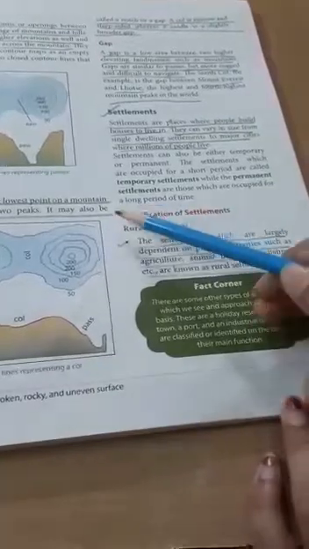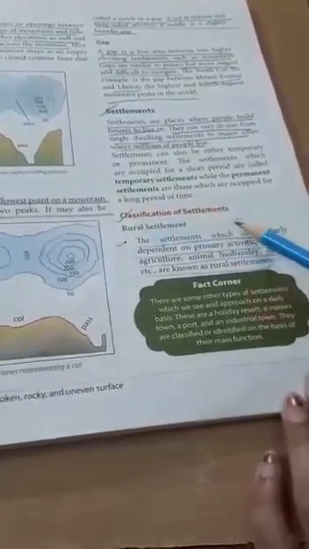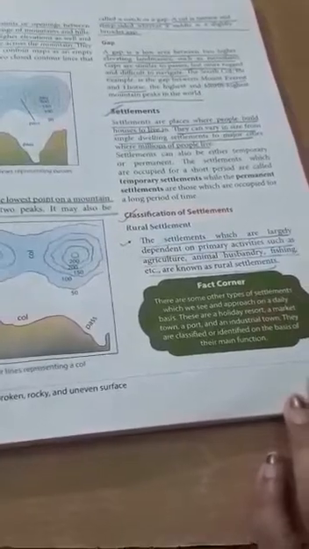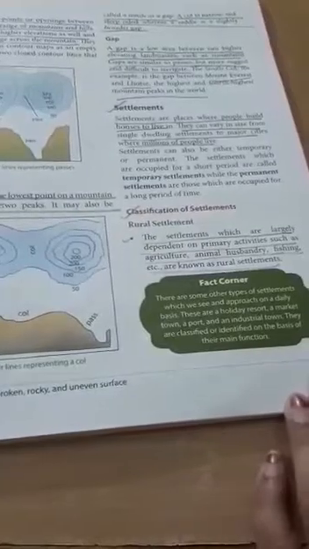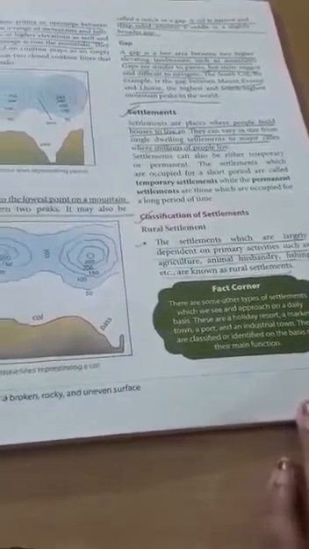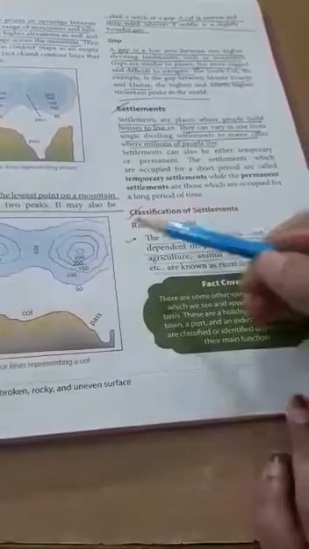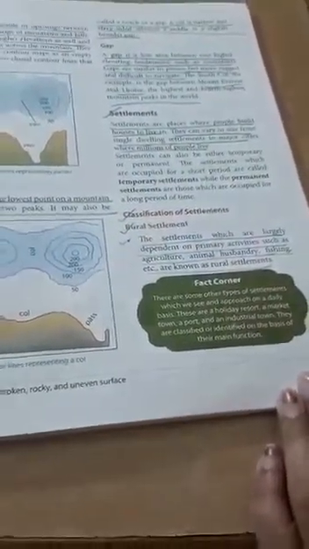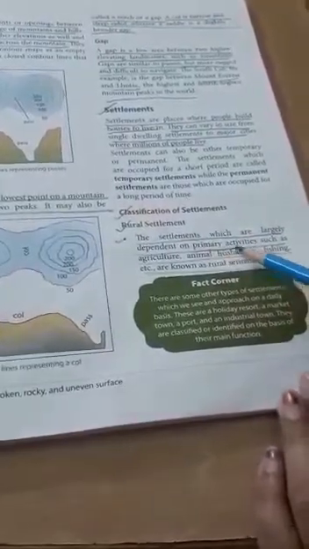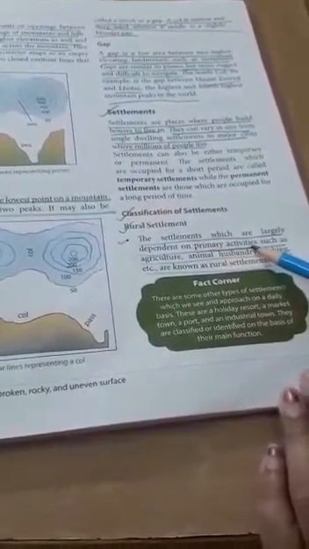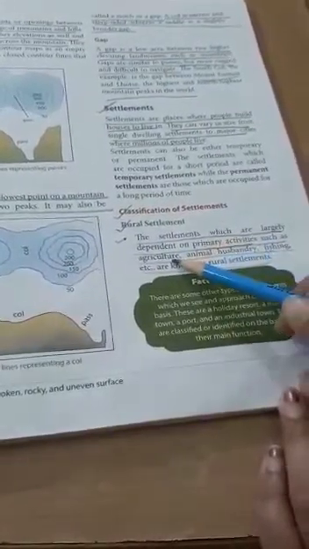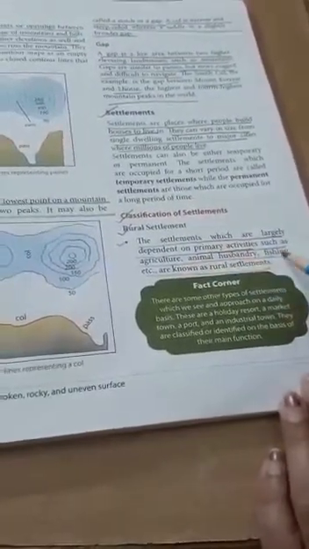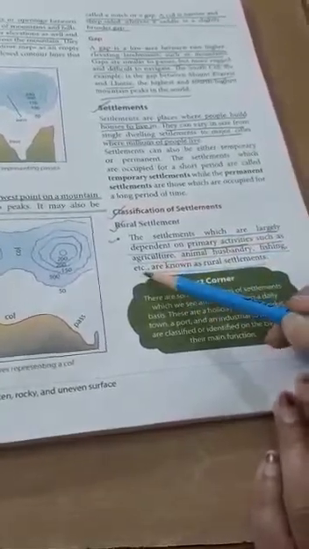The next topic is the classification of settlements. Settlements are classified under two broad heads: rural settlement and urban settlement. First one is the rural settlement. The settlement which is mainly dependent on primary activities. Now, what comes under primary activities? It includes agriculture, animal husbandry, fishing, etc. All fall into the rural settlement.